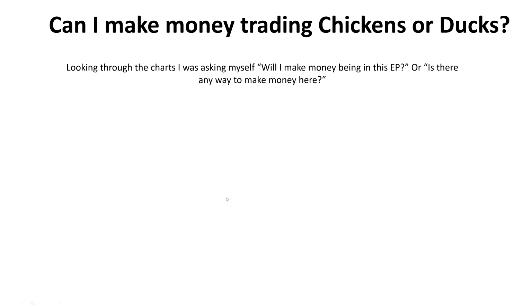Okay, based on the data you know so far and the deep dive analysis, I think you will at the moment ask yourself the same question. You saw that the swans behave nicely, and in 30% of the cases there are swans that are profitable, but a natural question that comes next is, can I make money trading chickens or ducks? So I took all those EPs, around 700 of them, of chickens and ducks. I looked at the charts and always asked myself, will I make money being in this EP, and when, and is there any way to make money here?